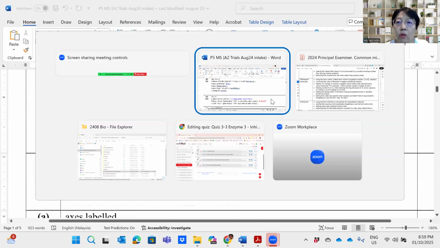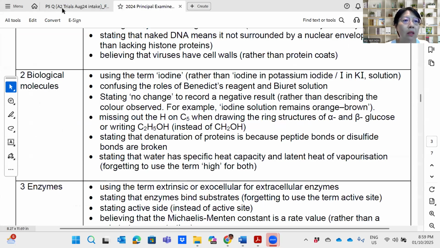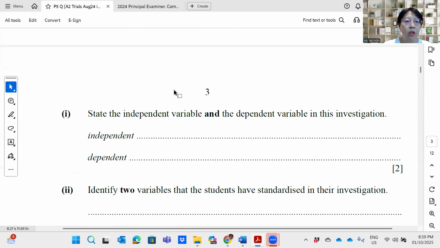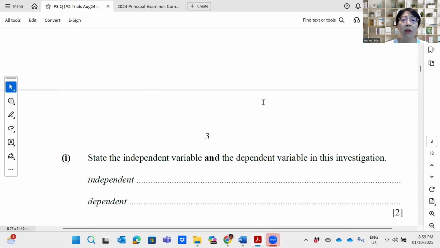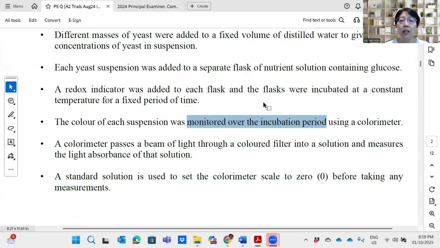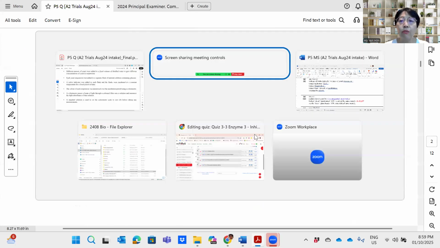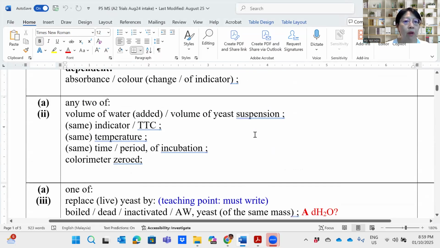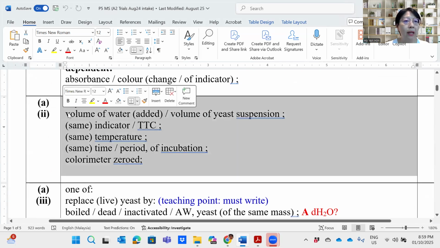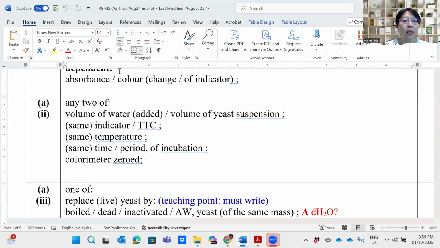Okay, so let's go to the next question. Part 2: identify the variables that students have standardized in the investigation. Oh, this one is very easy, right? Whatever they mention here that you can identify is a standardized variable, they're all correct. So you can see that the standardized variable is the volume of water added, because they already said that it is a fixed volume. Anything fixed is standardized. The volume of yeast suspension is also standardized.